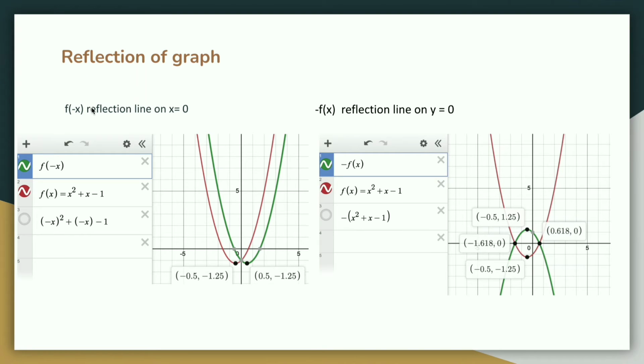Reflection of graph. For f(negative x), the reflection line will be on x equals 0. The reason for this is that what it does is just substitute negative x into the x value, and negative x multiplied by negative x will become positive x squared, which is also the reason why the graph still remains as positive x squared. Meanwhile, in the other case, negative f(x), what it does is multiply the whole entire graph by a negative value, which will give you the negative curve. This is also why it is reflecting on y equals 0.